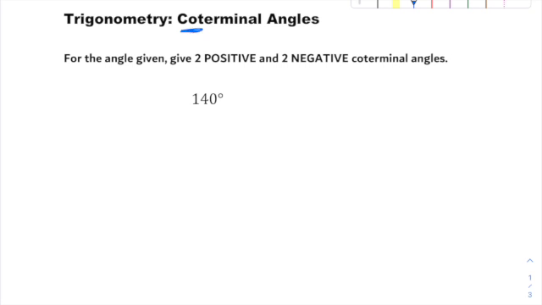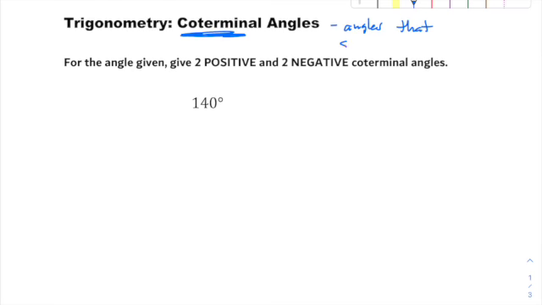So co meaning share and terminal. So two or more angles that share a terminal side. We talk about angles in standard form having an initial side and a terminal side. That's a fancy way of saying angles that put you in the same position.